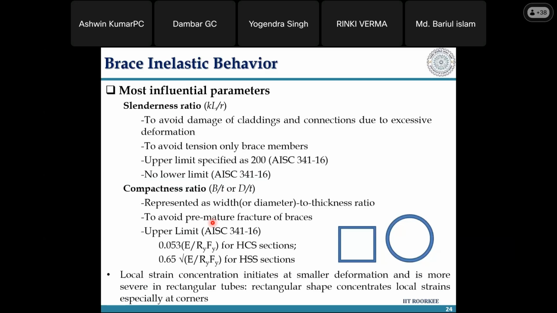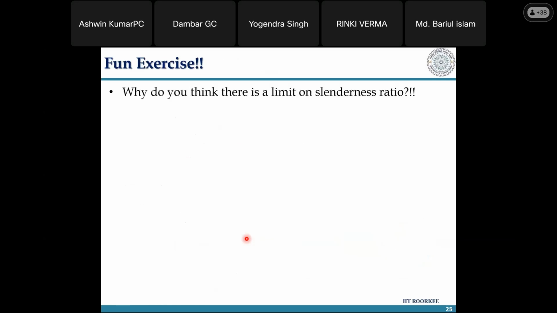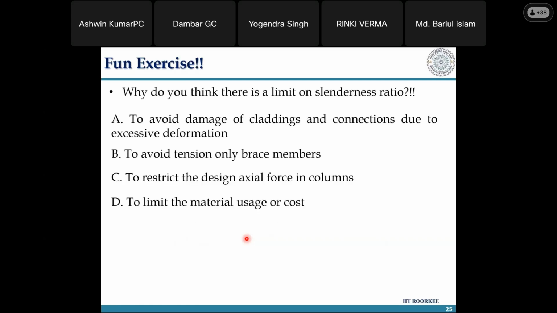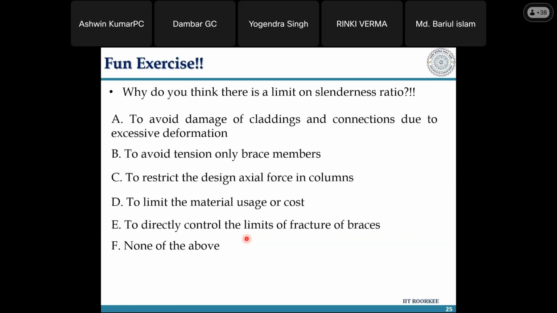So yes, we have already talked about slenderness ratio and compactness ratio. This is what is given in 341-16, which would be similar to what we have in IS 18168, right? Why do you think there is a limit on slenderness ratio? Out of the options, just take 2 seconds to read.